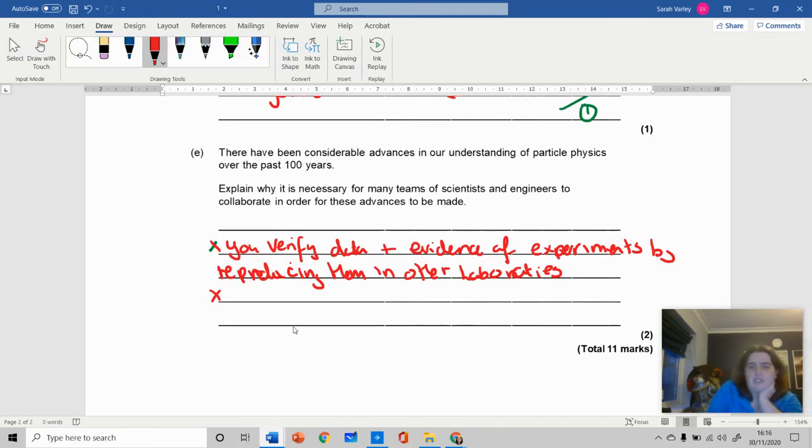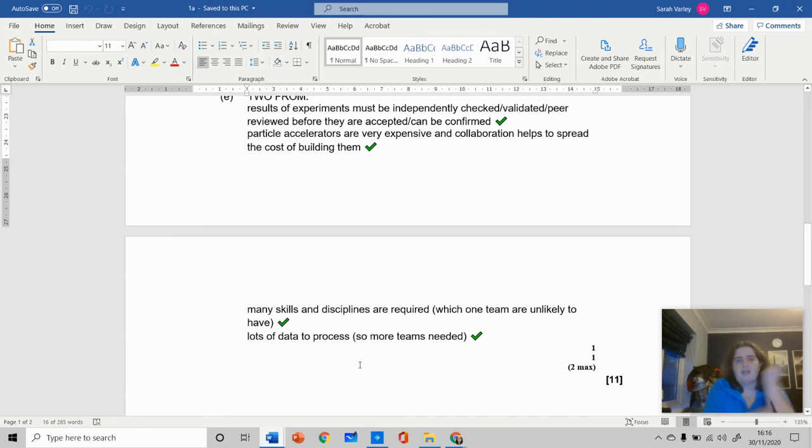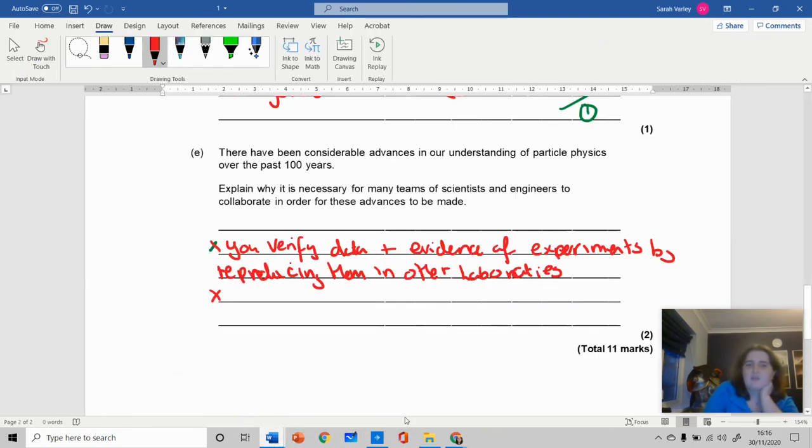Another thing you can say, for explaining why it's necessary to collaborate for these advances to be made, is a cost factor. Again, have a look at the mark scheme on this one. It talks about the cost factors, the cost of building things like the LHC, many skills and disciplines being required, lots of data to process. This is the kind of thing they're looking for. The first one I went for is a very simple one: you verify data and evidence of experiments by reproducing them in other laboratories. I'm talking about the fact that you can only verify something is true by reproducing it.